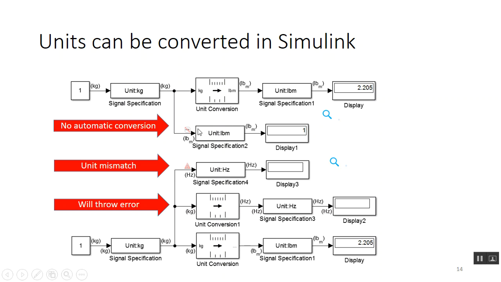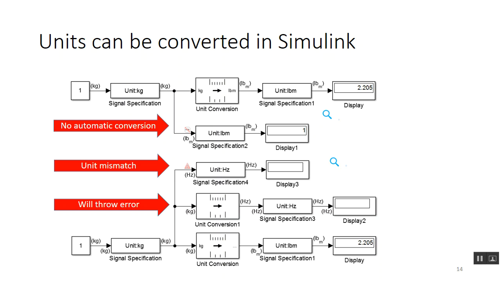But you can't just drop a signal spec right after a signal spec. It doesn't convert, and it has this little symbol here showing there's no automatic conversion happening. So 1 kilogram is not 1 pound mass. By the same token, you can't mismatch units. So I tried to convert from kilograms to hertz, which doesn't make any sense. And so it has this little red triangle saying that. I don't know what to do with that. So you can't do it implicitly, and you can't do it explicitly with a unit converter, because neither one makes any sense.